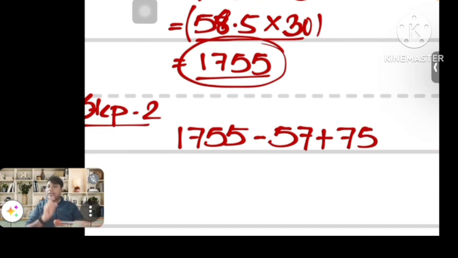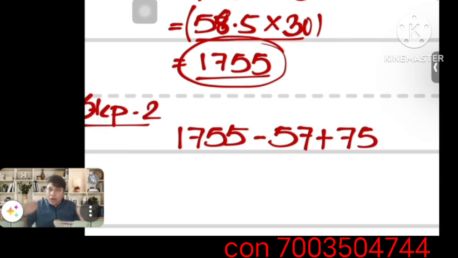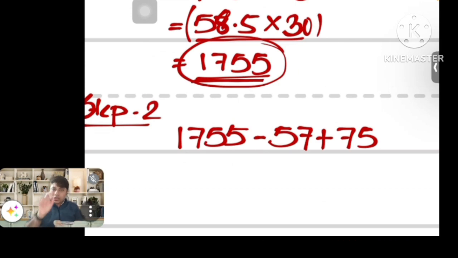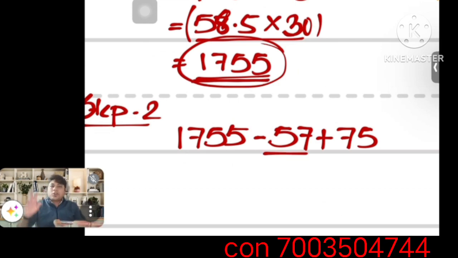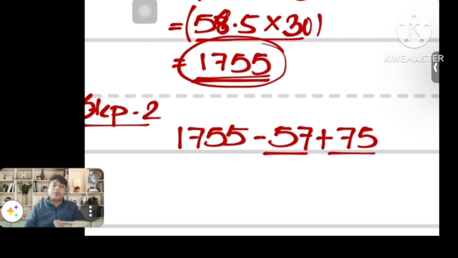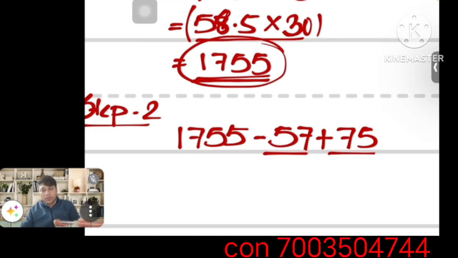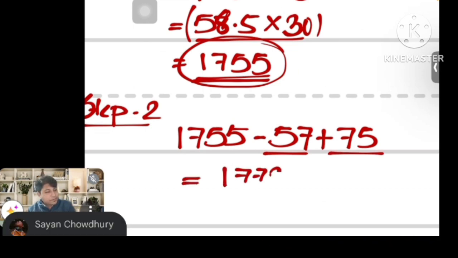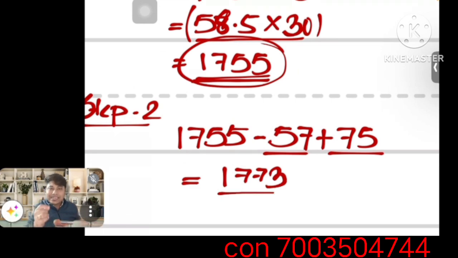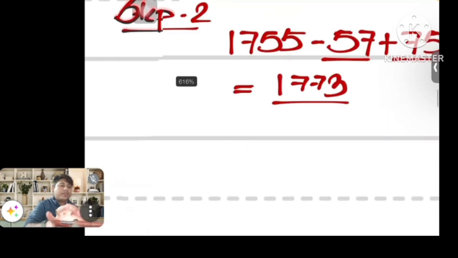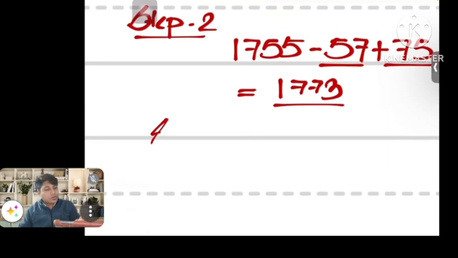My students, please focus there. This is a very important point. Out of the total, which is 1755, we first deduct 57, because it was an error, and I'm going to add 75 because that should be the right value. Once we get the actual total, which is 1773, we have to divide this by the number of students.